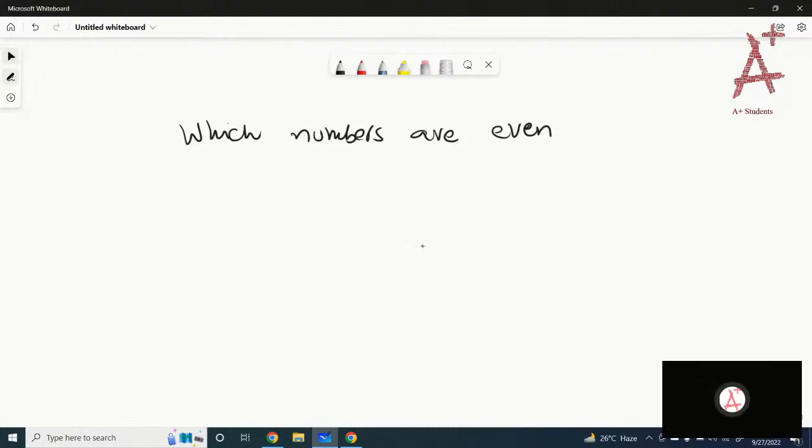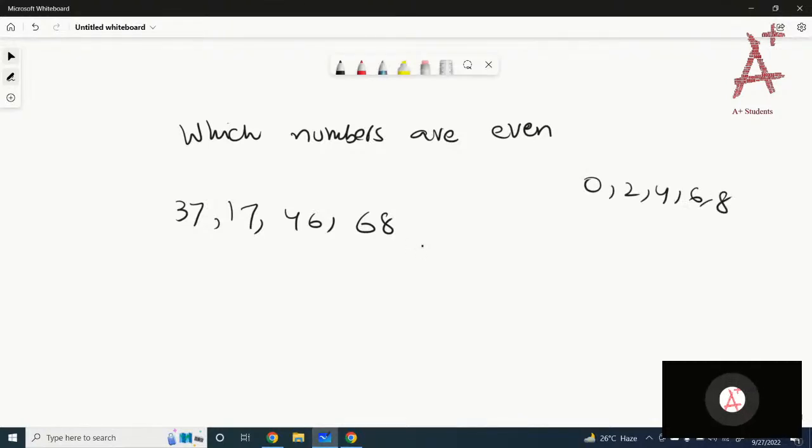Okay, the numbers are 37, 17, 46, and 68. We know that the even numbers must have the ones digit as 0, 2, 4, 6, and 8. So just check 37. Is 37 even or odd? 7 is an odd number, so 37 is odd. Got it? Very good. What about 17? Is 17 even or odd? 17 is an odd number.